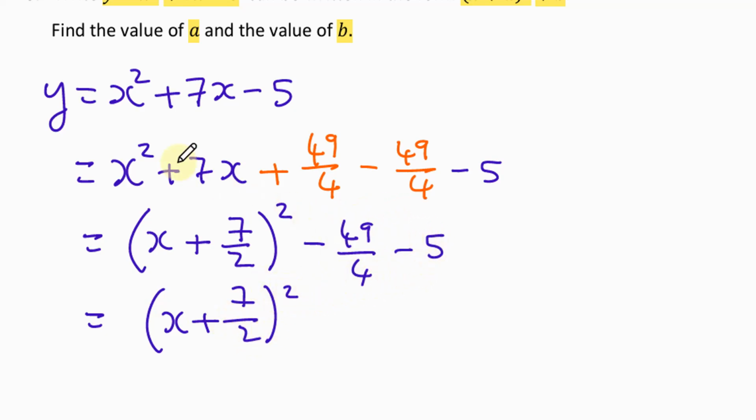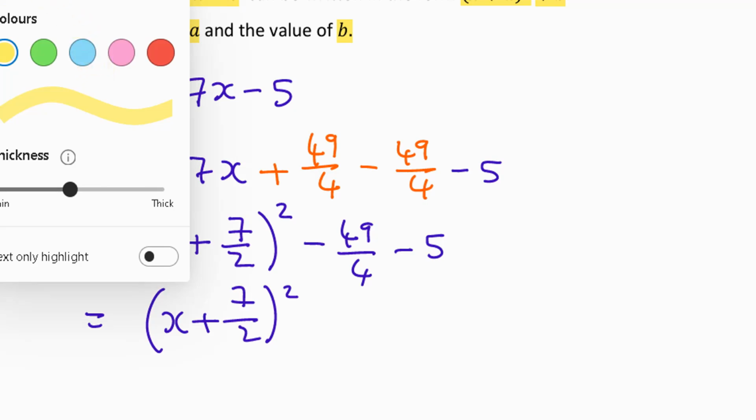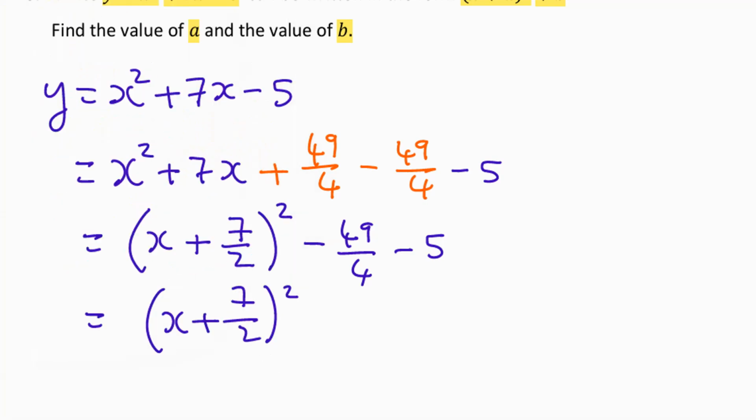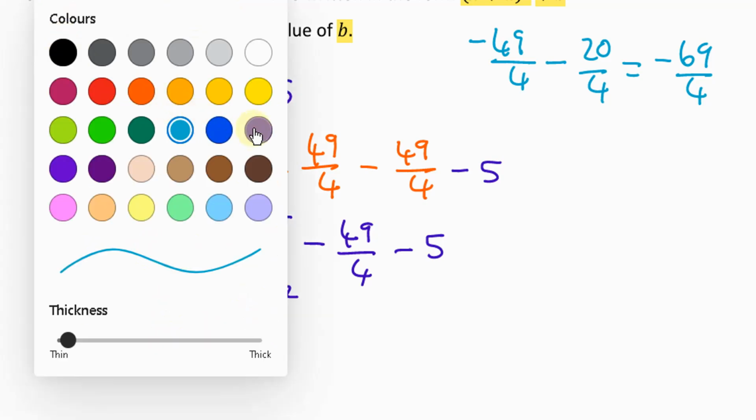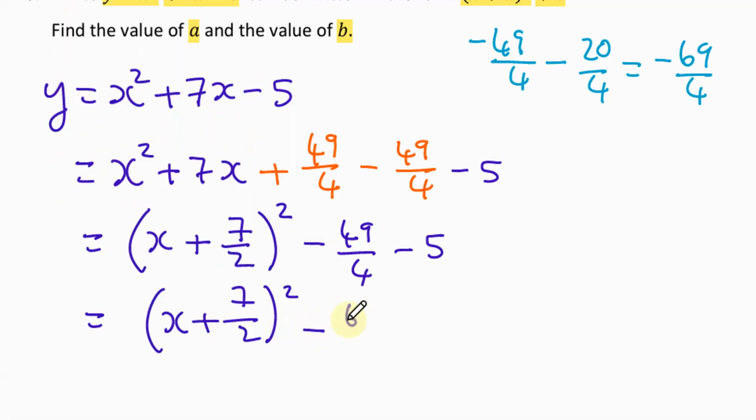We can add these terms, so we can do that on the side. So minus 49 over 4 minus 5. Now the 5 we can write as 20 over 4. And this comes to negative 69 over 4. So minus 69 over 4. Now we have written this equation in completed square form. And we still need to find the values of a and b.